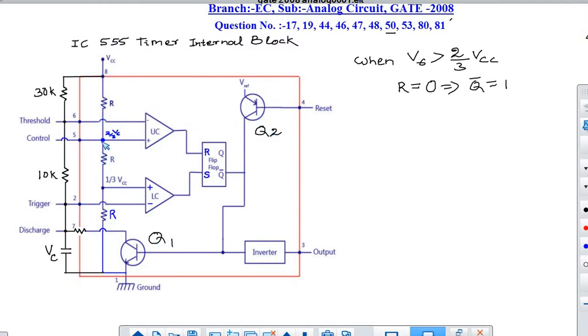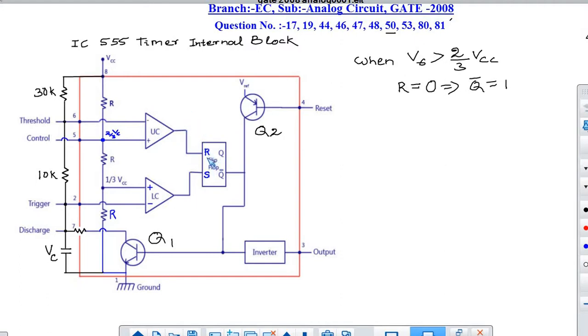Here it will always be 2 by 3 VCC, and here it will always be 1 by 3 VCC, because these resistors are of equal value, and by applying voltage it will always be 1 by 3 VCC and 2 by 3 VCC. Suppose the V6 voltage exceeds 2 by 3 VCC, then at this comparator, this will have a higher value than this one. So it will give logic 0 as the output.